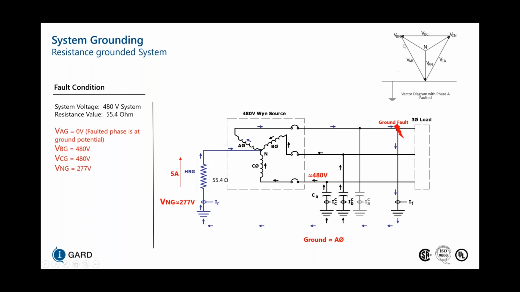You can see on the top right here that our vector diagram essentially shifts upward, where our line-to-line voltage still remains intact at 480 volts. This allows us to have process continuity even for the faulted feeder while not tripping any part of the system and identifying that this first fault is currently present.